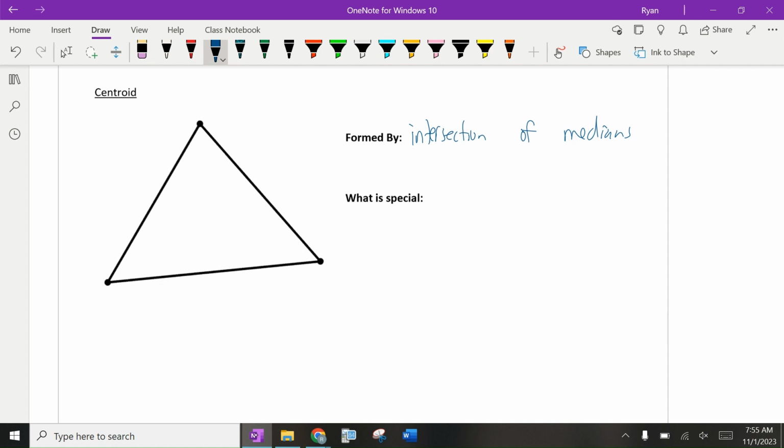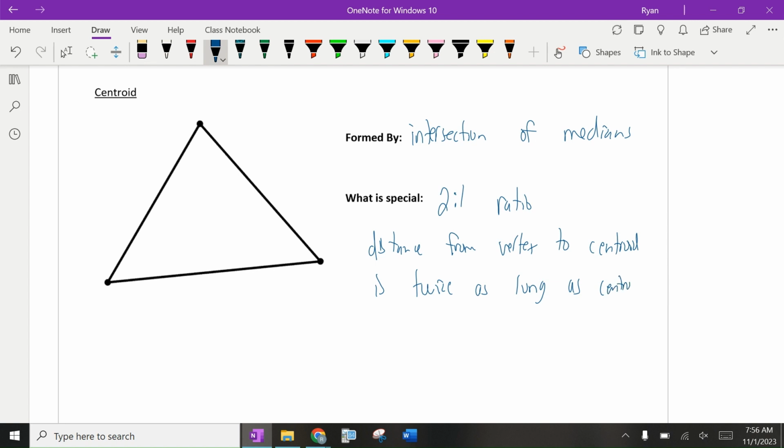Exactly. So we're going to have these 2-to-1 ratios. Something is going to be twice as long as something else. And to put this into words, I'm going to write it in words. These words can seem very confusing because there's a lot of them, but it does say it correctly. The 2-to-1 ratio is this. The distance from vertex to centroid is twice as long as, so here's our 2-to-1, 2 times bigger. Vertex to centroid is twice as long as centroid to opposite midpoint.